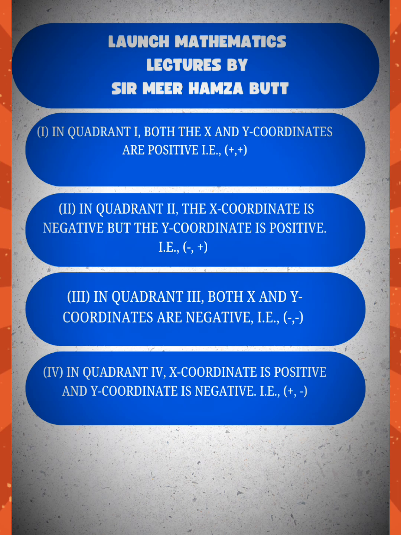Now, signs of coordinates in four quadrants. In the first quadrant, both the x and y coordinates are positive. In the second quadrant, the x coordinate is negative but the y coordinate is positive. In the third quadrant, both x and y coordinates are negative. And in the fourth quadrant, the last one, the x coordinate is positive and the y coordinate is negative.